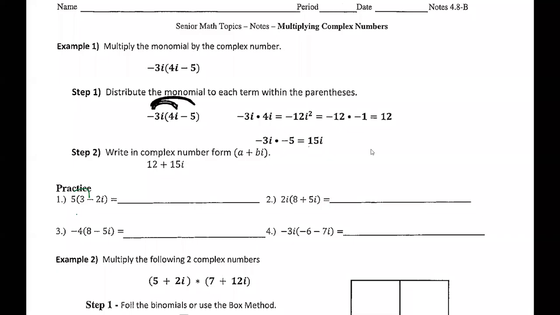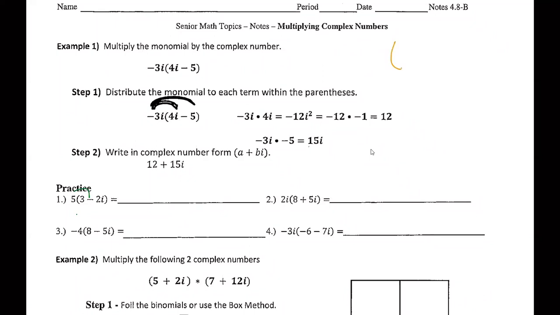Okay. So like I said, we're looking at multiplying complex numbers. This really isn't too bad. I mean, especially if you're okay with multiplying polynomials, if you remember how to do the box method, you're really not going to have too many issues. There is one thing that is very important for complex numbers.